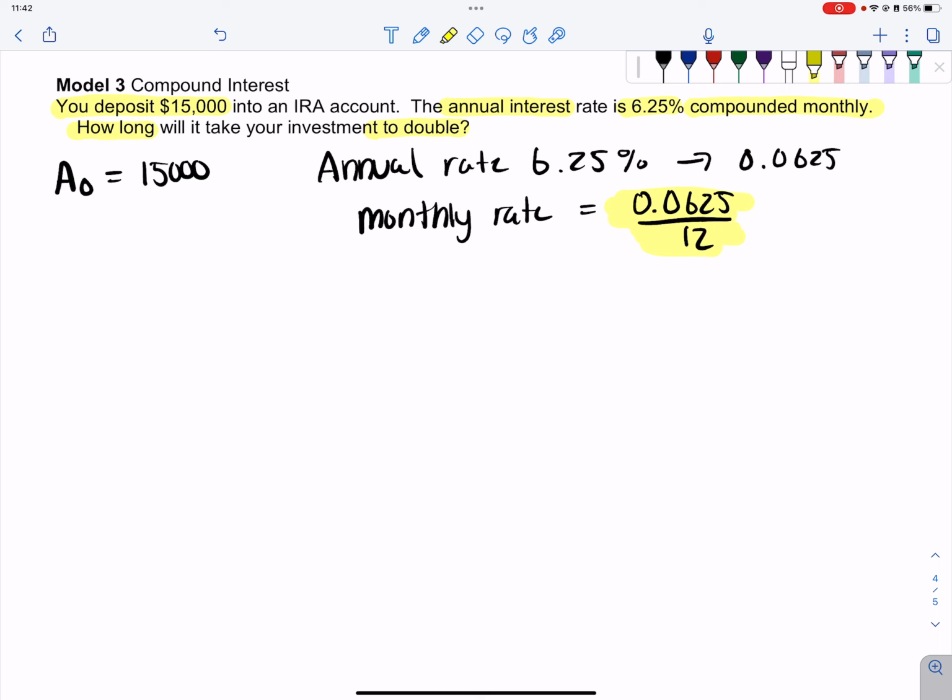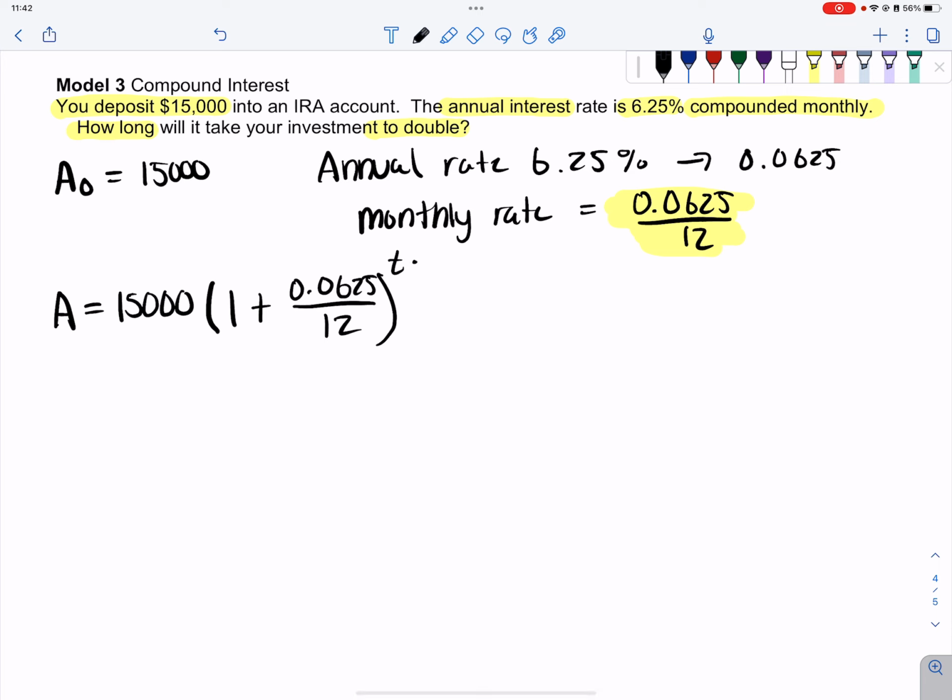So now our exponential growth equation, we have that A is equal to our starting amount of 15,000 times 1 plus our monthly rate, which is 0.0625 over 12. And now this is being raised to the t, but I want to have t in this be years and not months, so I need to multiply t by 12 in order so that they match back up.